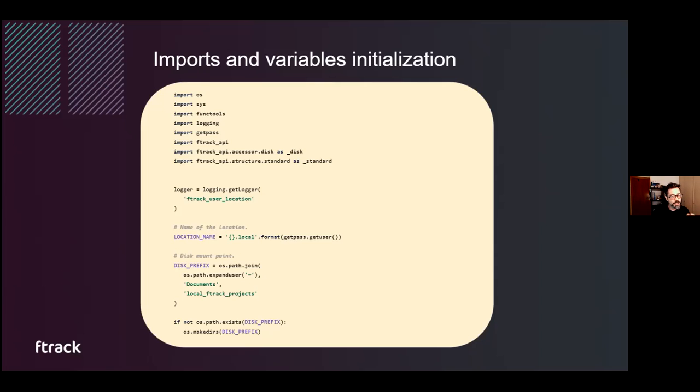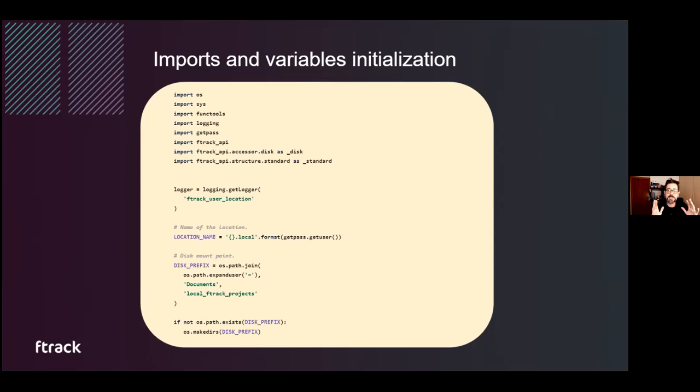What we're gonna do here is use getpass.getuser to get the user that's logged into the machine, and we're gonna compose this variable with .local. So basically, we're gonna have Lorenzo.local, and this is my new location name. I'll create this prefix. I'll simply guess that there has to be a documents folder, and in there I want to have a local Ftrack project folder, which is unlikely to exist already. So of course, first thing I will do, I will check if this folder exists. If it doesn't exist, I'll go in and create it.